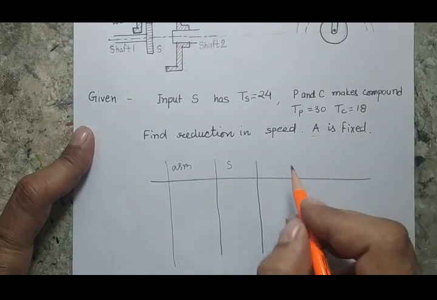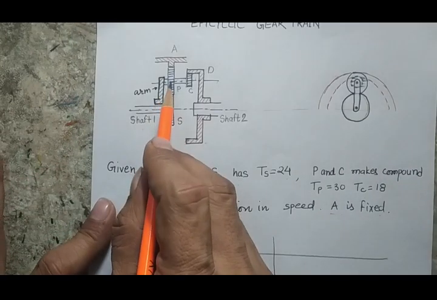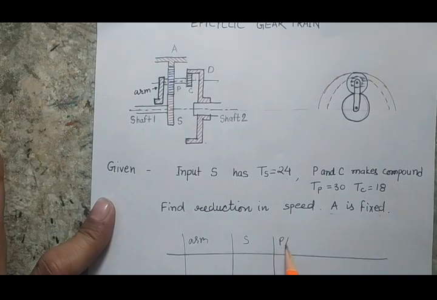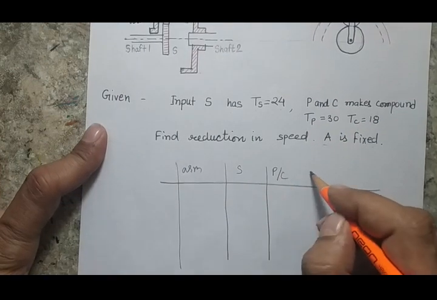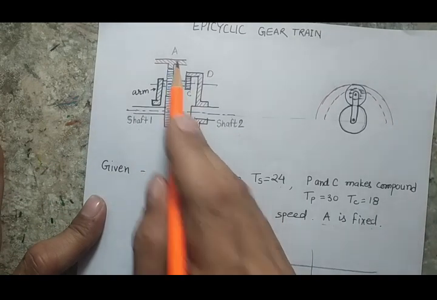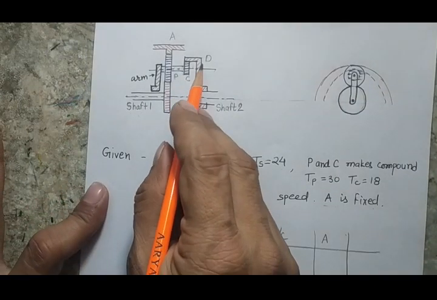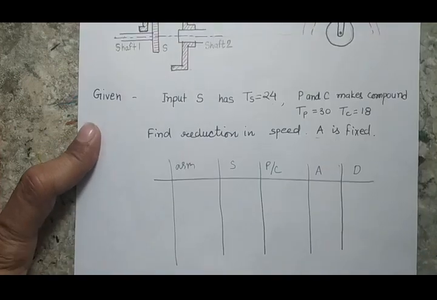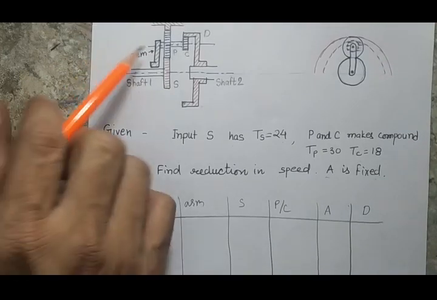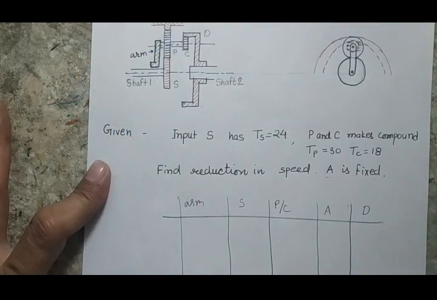After S, I am having a P gear, and P and C are the same, so I will just put P oblique C. After that I am having my A gear, so I'll put A. After that I am having another gear D, so I'll put D. So now I have considered all the rotating members of my system.